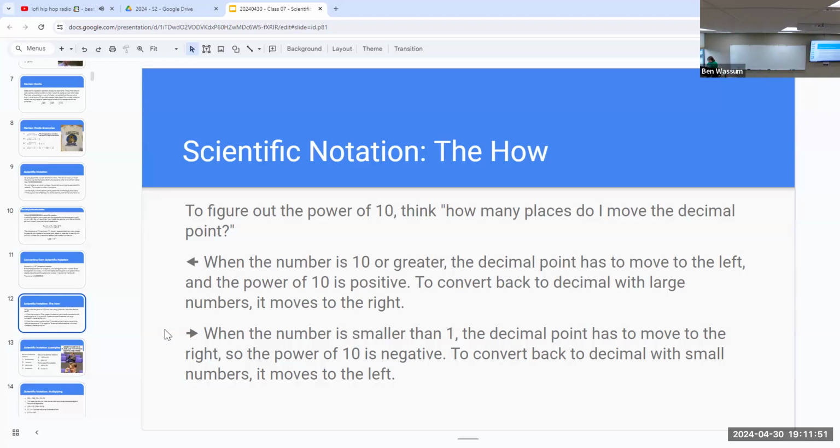So this is the official way of doing things. You can kind of see what's happening. It's all about converting in and converting out. So when the number is 10 or greater, the decimal point has to move to the left and the power of 10 is positive. To convert back to decimal with large numbers, it moves to the right. When the number is smaller than 1, the decimal point has to move to the right, so the power of 10 is negative. Convert back to decimal with small numbers, it moves to the left.